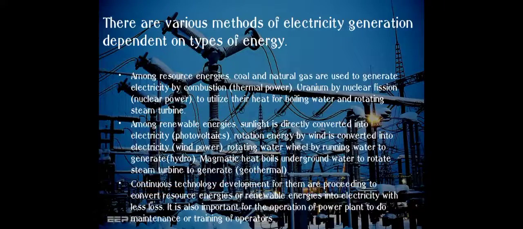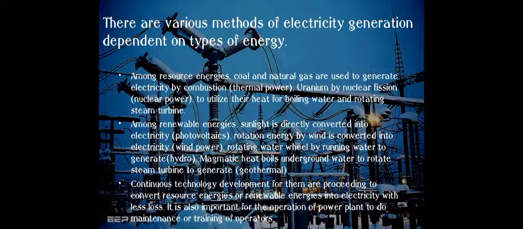There are various methods of electricity generation dependent on types of energy. Among resource energies, coal and natural gas are used to generate electricity by combustion, and uranium by nuclear fission, to utilize their heat for boiling water and rotating a steam turbine.